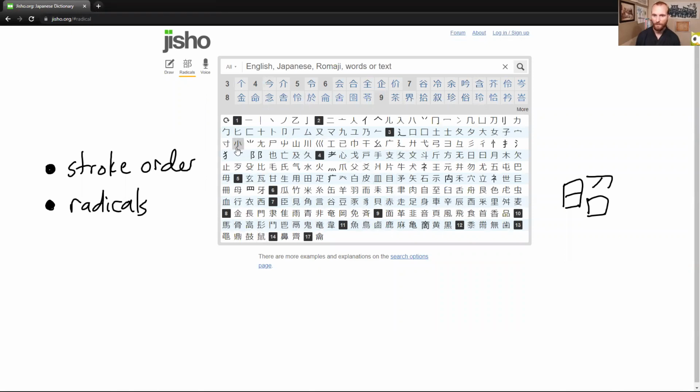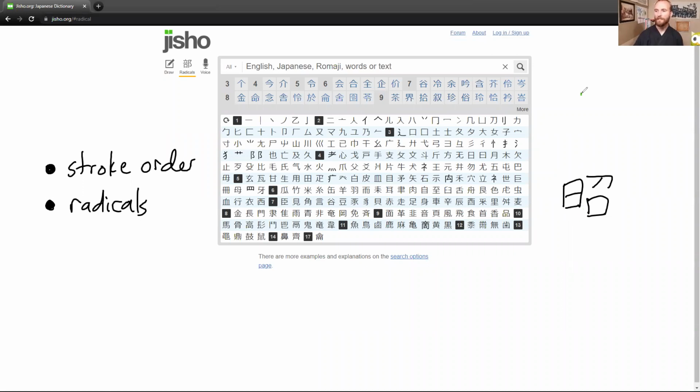And I want the radical. What radical do I want? Well, I'm looking at my kanji here, and let's say I know just enough about radicals that I'm aware that this is often even a kanji in itself, right? That's Michi or He or something like that, is what I'm thinking in my brain. And so I'm going to use that as my part to look up.